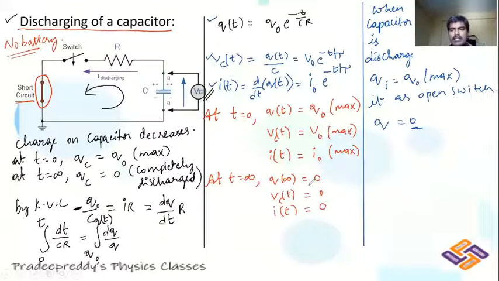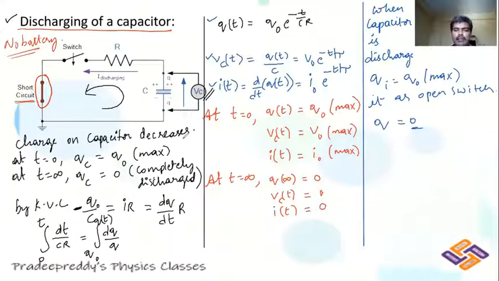However, discharging we will not be bothering with in most of the problems. We will be dealing with charging of a capacitor, because in most of the problems you will be connecting a resistor, a capacitor, and there will be a few batteries over there. You need to go for charging of a capacitor.